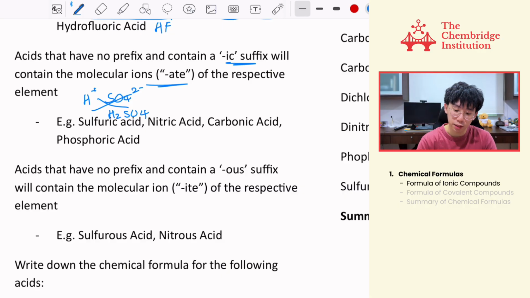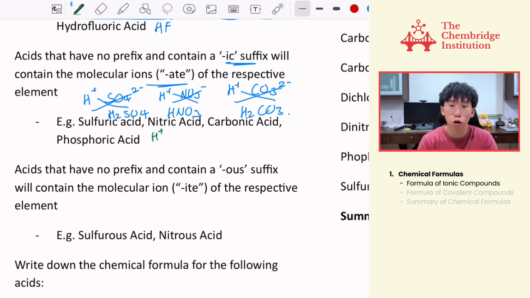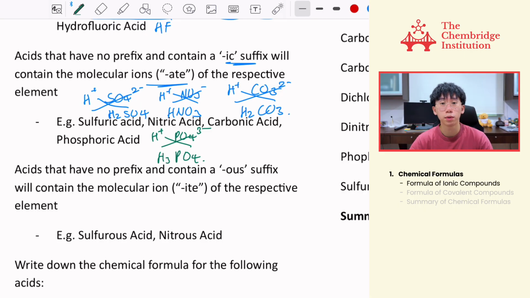Then nitric acid has an H plus and a nitrate anion. So it is NO3 minus. So if you crisscross, it's HNO3. Then carbonic acid is an H plus and a carbonate anion. So it is a CO3 2 minus anion. If you crisscross, it is just H2CO3. Lastly, phosphoric acid has the H plus and the phosphate anion, so it is PO4 3 minus. So if you crisscross, it's just H3PO4 over here. So that's how we determine the chemical formulas of these acids.